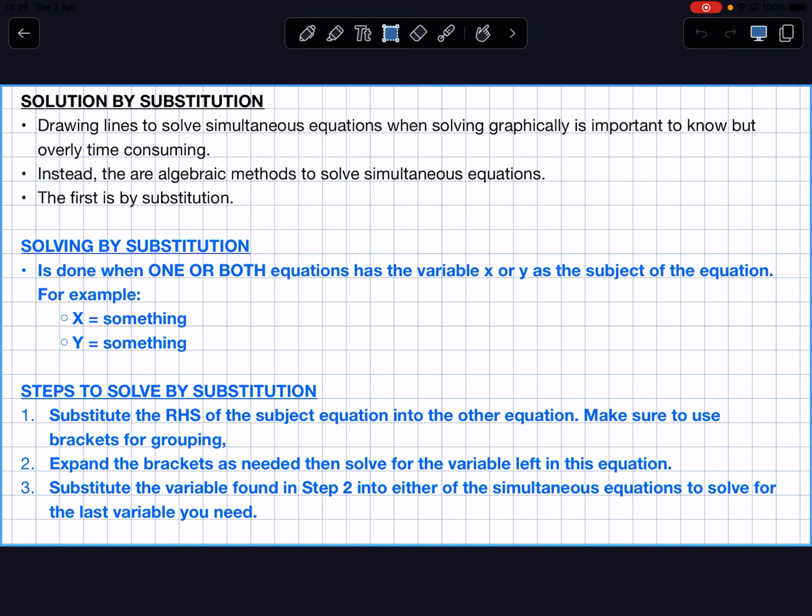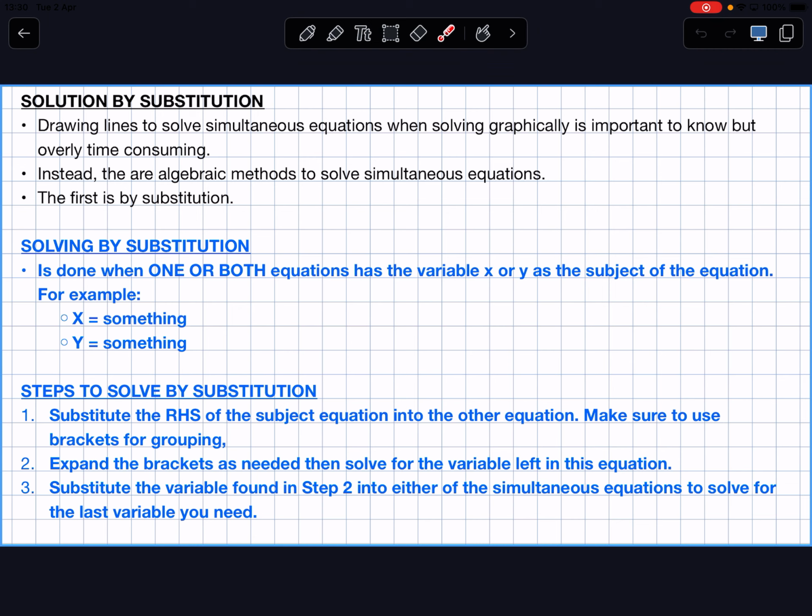Right, quick lesson on solving by substitution. Last lesson you would have seen that the first way of solving simultaneous equations that I gave you was to draw the two lines and see where they cross. You're going to do that twice in the test, but that would take a long time to do all the time.